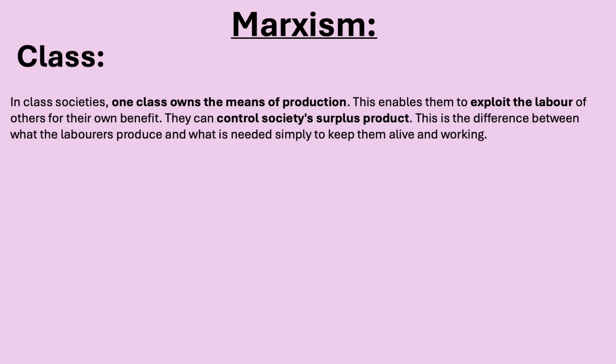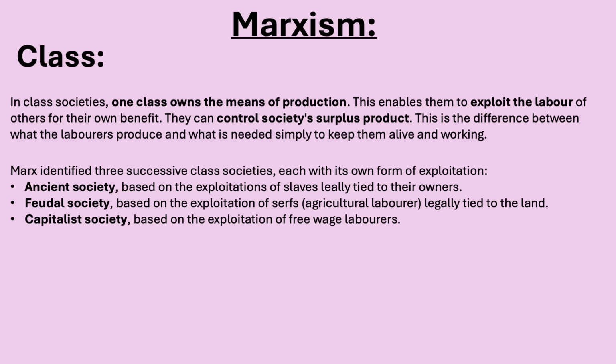Then we have class. So in class societies, one class owns the means of production, and this enables them to exploit the labour of those for their own benefit. They can control society's surplus product, and this is the difference between what the labourers produce and what is simply needed to keep them alive and working.